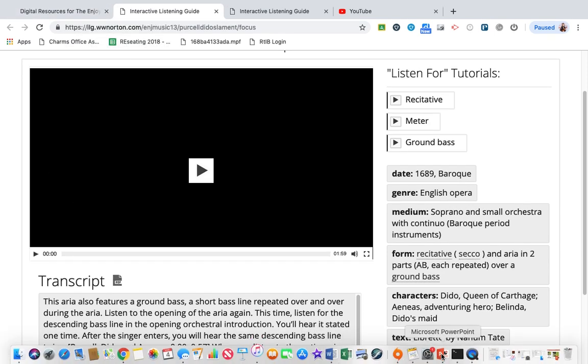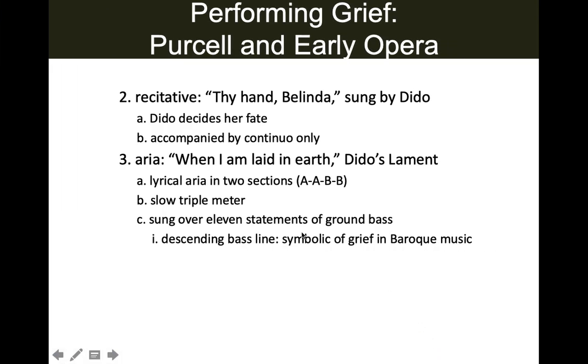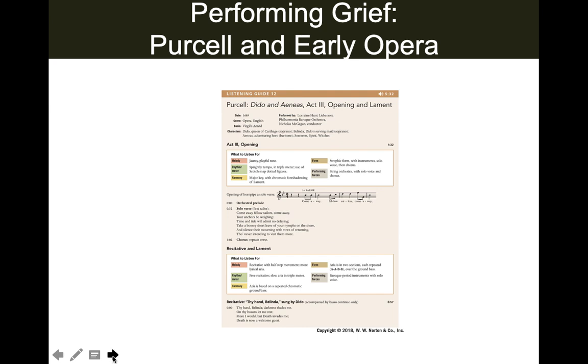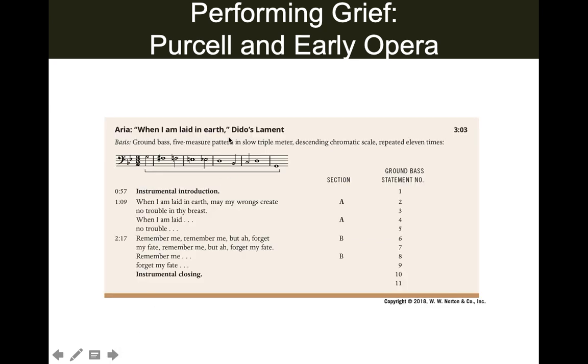So that is an example of opera during the Baroque times. Here's an example of that ground bass. As you can see, it's chromatically descending. So we go from G to F sharp to F natural to E flat, etc. So it's just going down. You can follow the shape of it too here.